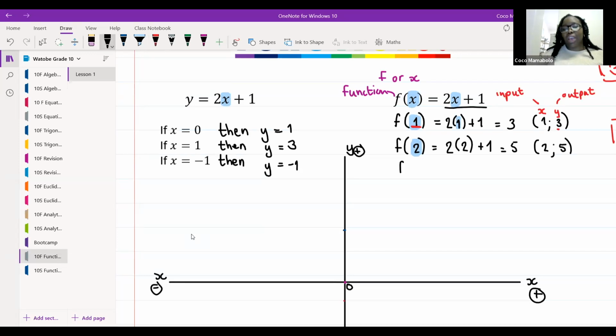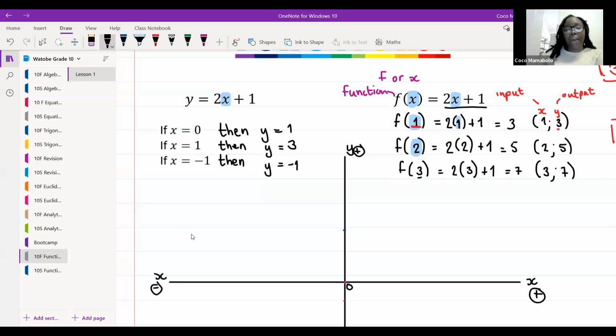So now if I ask you guys, what would my answer be if my x was 3? If my input is 3, what would my output be? That's it, good. It would be 7 because we would go 2 times, replace x with 3, plus 1. And that would give us 2 times 3, which is 6, plus 1 is 7. So I first write my x value. I replaced my x value with 3, and the answer that I got out when I replaced x with 3 was 7.